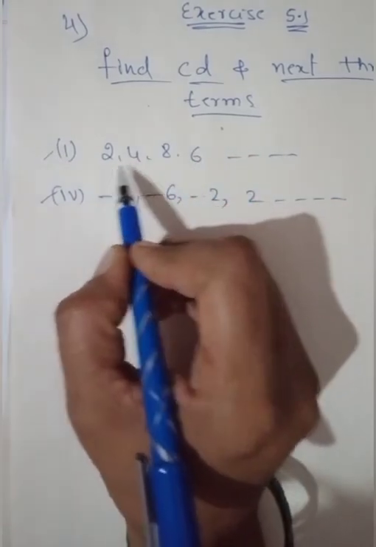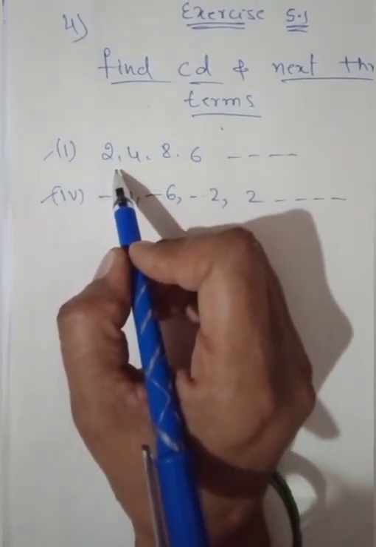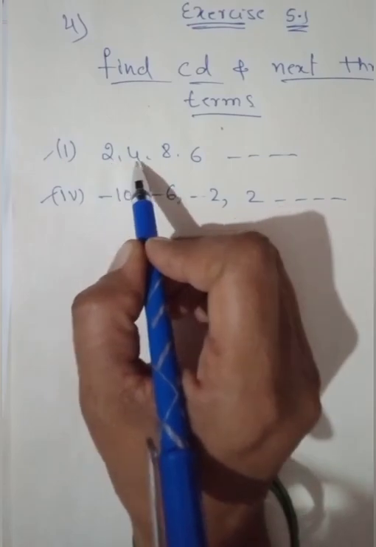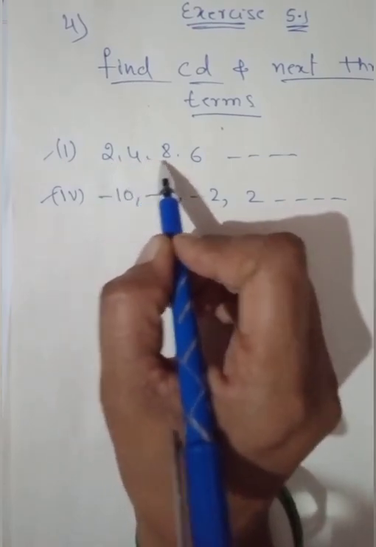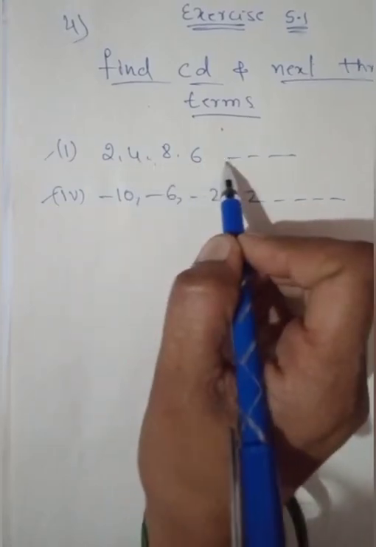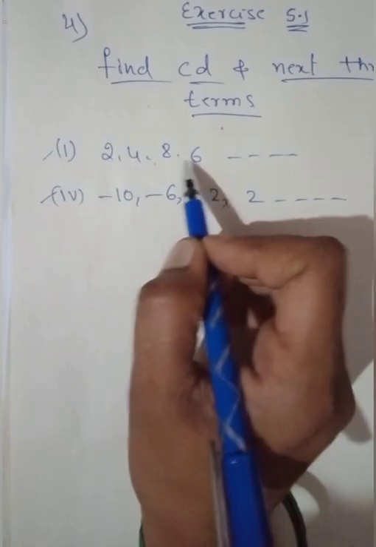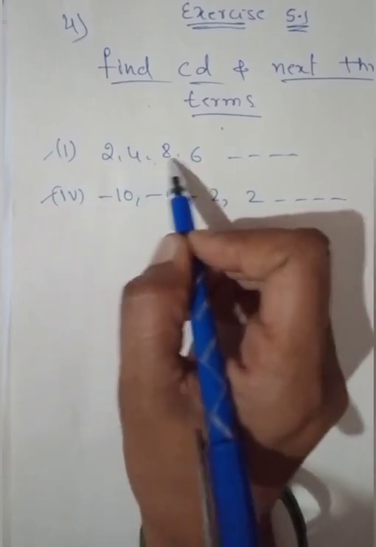Now the first one is 2, 4, 8, 6. It is given something like this. See, when you look at the sum, you will find that for 2, 4 you have the difference as 2, and here you find a difference as 4. By looking at the series, we find that it is not an AP. Of course, the difference is not the same throughout, is it? So you are going to say it is not an AP.